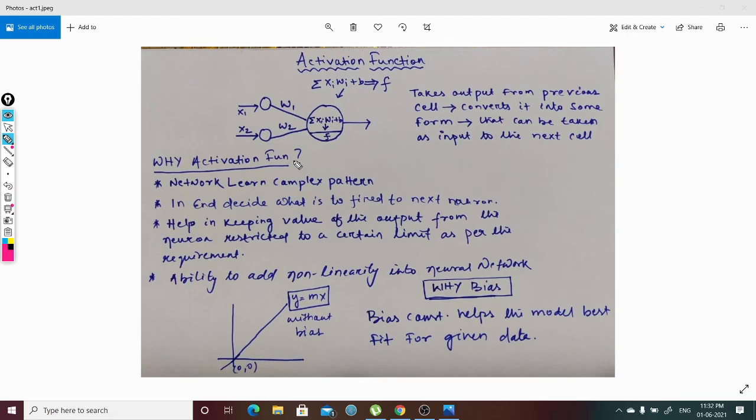So in this particular video, we are going to discuss activation function. So yes, let's see what is activation function. I have drawn a simple neural network. It has two inputs and one hidden layer. You can say this is a hidden layer.